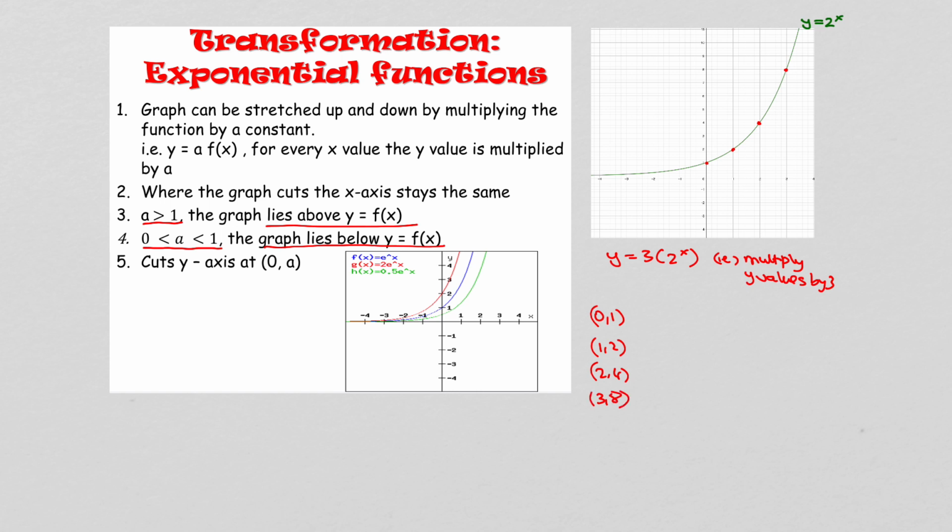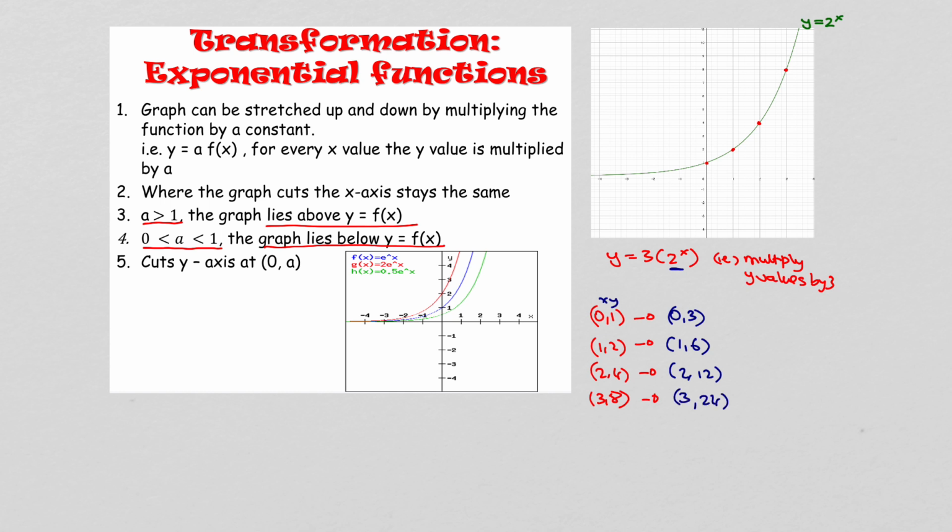And I'll always select the points that are the easiest to read off the graph, the ones that I'm not guessing or approximating what they are. So always look for the easiest points to choose. So again, it's our y value that's changing. So we're multiplying the y values by 3 here, because the original function was 2 to the x. So if y is equal to 2 to the x, then our new function is going to be 3 times those y values. So that is going to give us 0, 3, 1, 6, 2, 12, and 3, 24.